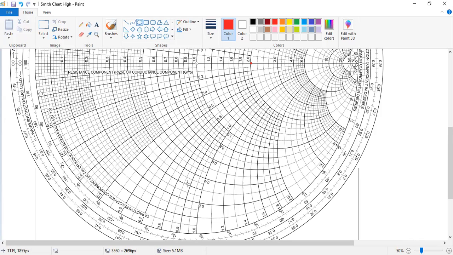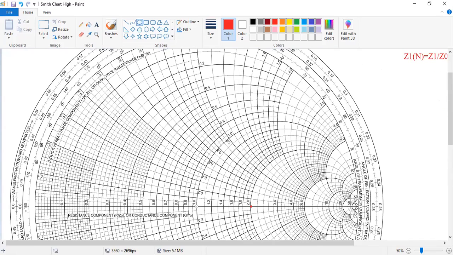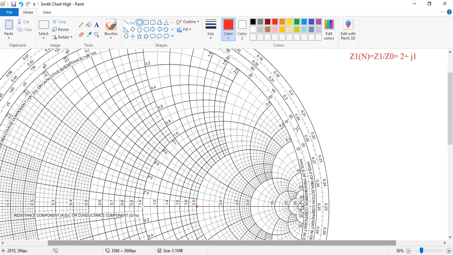Now what is the difference? The similar values are on the upper side and lower side. If your imaginary part j is positive, it will be on the upper half of this horizontal line, and if it is negative it will be on the lower half of this horizontal line.